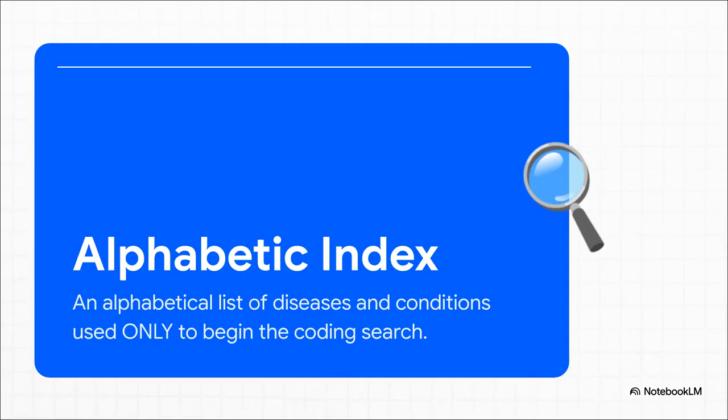First up, the alphabetic index. It is exactly what it sounds like, an alphabetical list of diseases, injuries, and conditions. But here's the catch. You use it only to begin your search. It's organized by condition, so you'll find your main terms in bold. Think of looking up a primary term like appendicitis or a specific fracture. It's a fantastic map to point you in the right direction when you're staring down a complex chart. But let me be incredibly clear here, it is never your final stop. You can absolutely never code directly from the index alone.